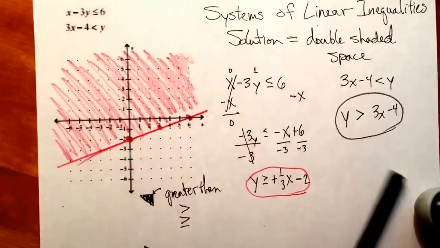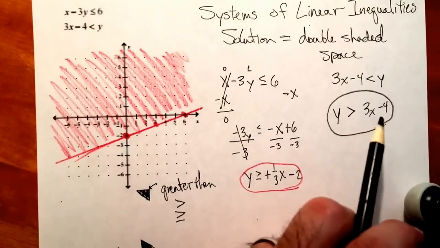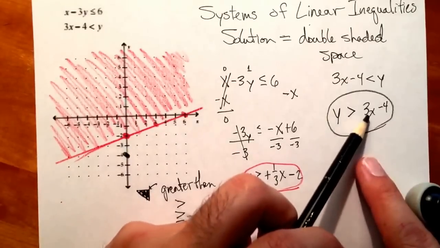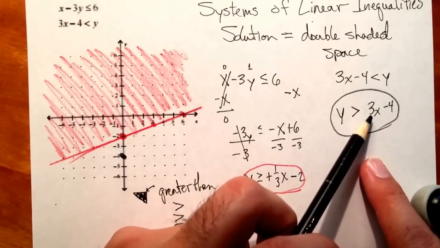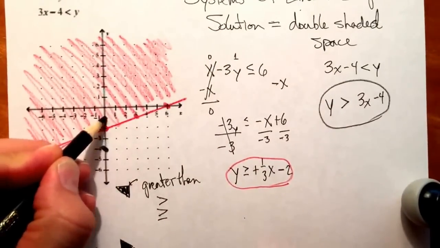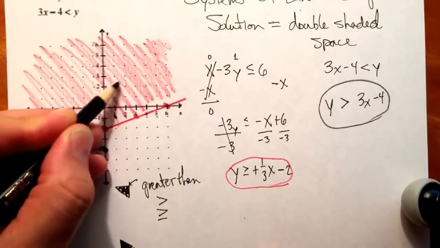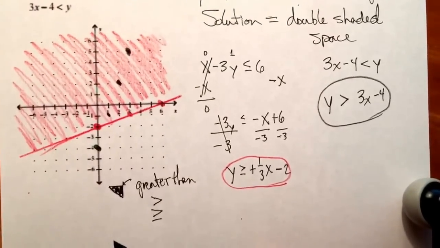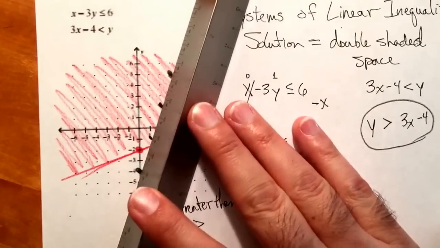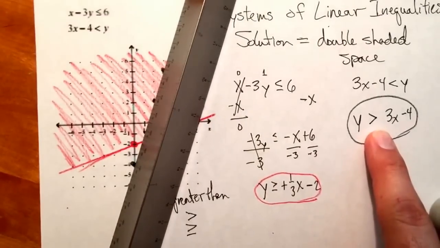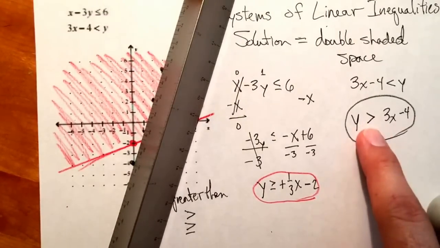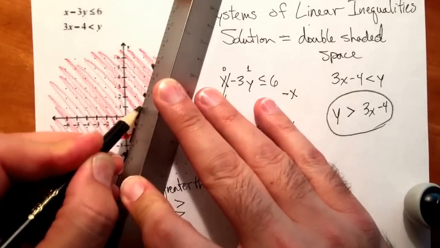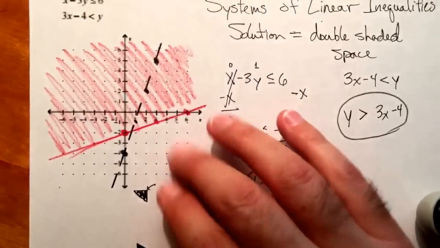All right, let's do the second one. Let's do that one in black. 3x minus 4. So my y-intercept is here at -4. And this one is a rise of 3 and a run of 1. 3 over 1. 1, 2, 3 over 1. Now I can draw my line here. Now is this going to be dashed or solid? This is going to be a dashed line. So we've got to make sure that gets dashed.